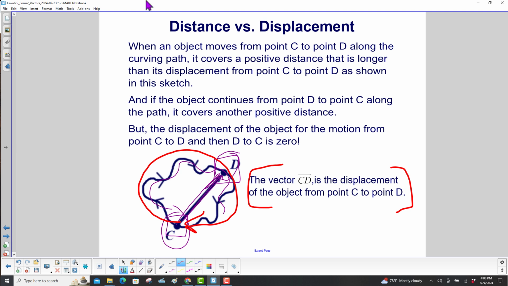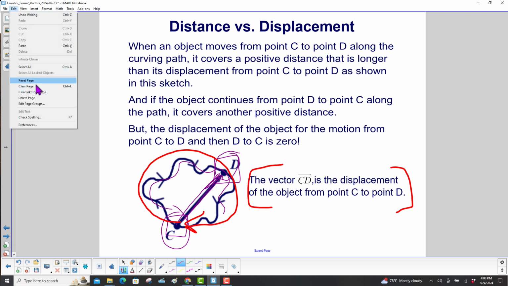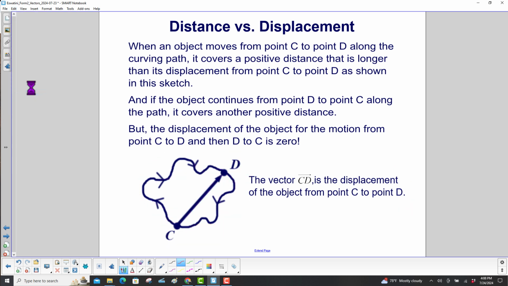So let me erase some of this. The displacement is this vector. And if you go all the way around, your displacement is 0. You wound up where you started, but you covered whatever this distance is.